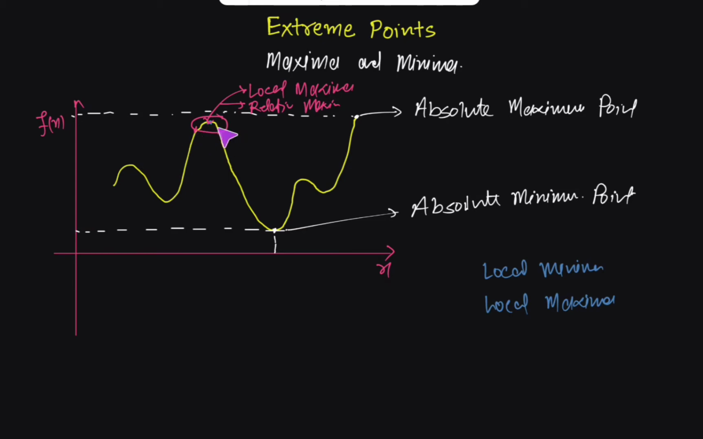One thing always needs to be kept in mind: when I say neighbor, we have to see both sides. We also have to check its left as well as its right. Then only can we name it as the local maxima or relative maxima point. Let's take the example of this point.